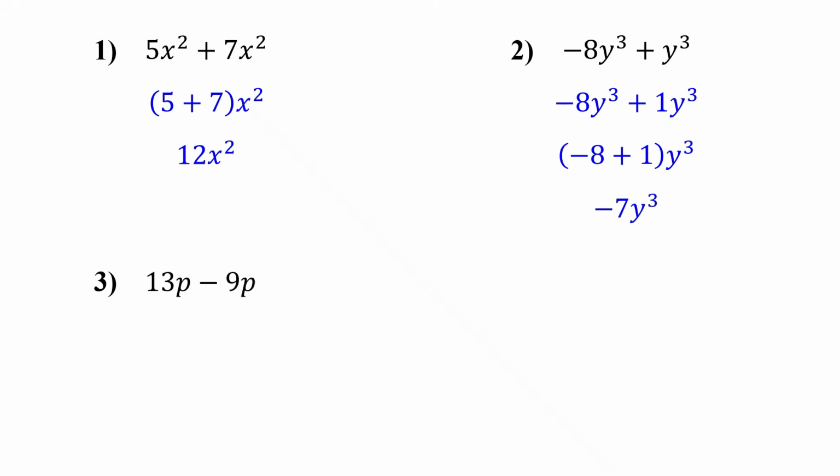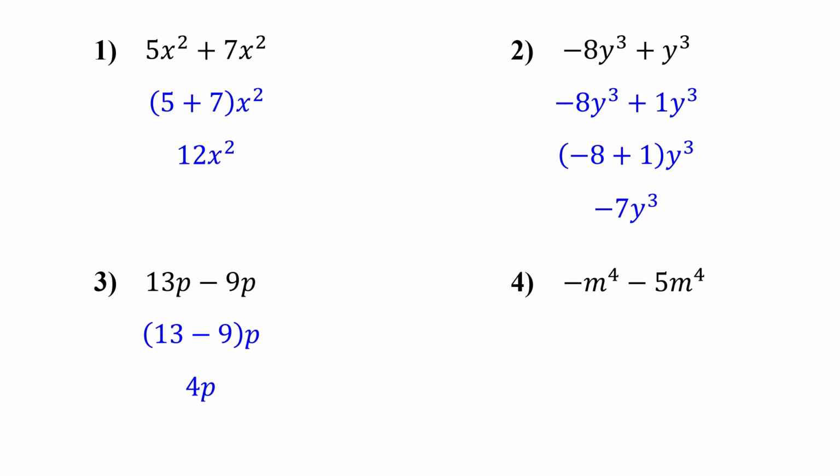Now let's try some subtraction, 13p minus 9p. Both terms have the same variable part p. And remember, when no exponent is written, it is just 1. So they are like terms. To combine them, we subtract the coefficients. 13 minus 9 is 4. The variable part stays the same. Pretty easy, right? Now pause the video and try this one.